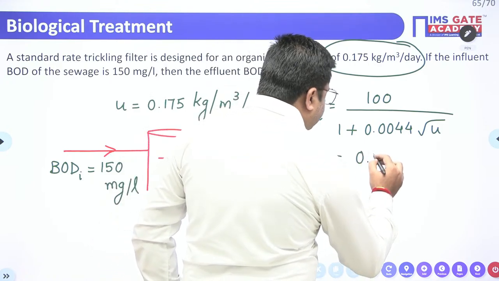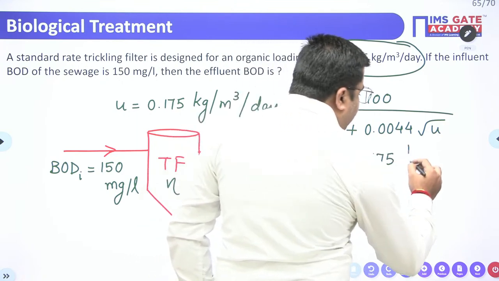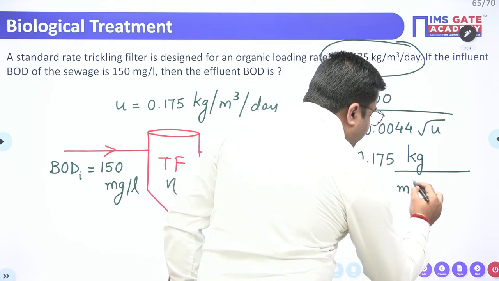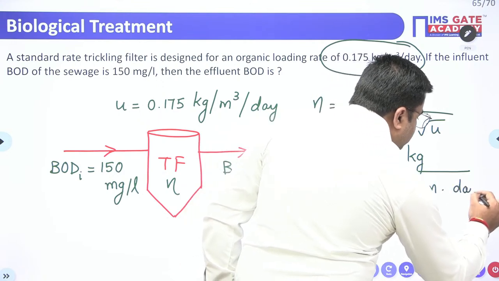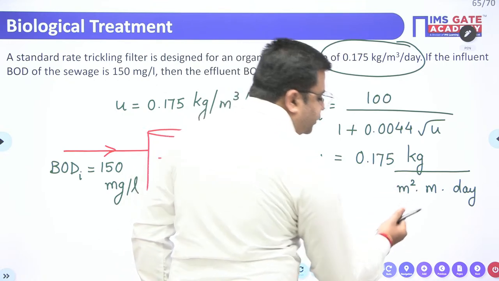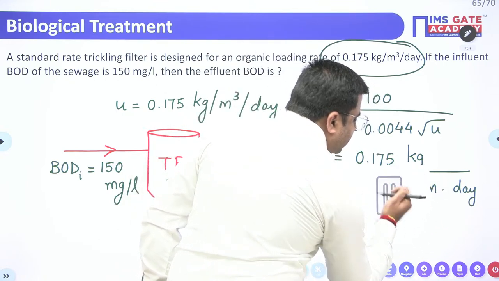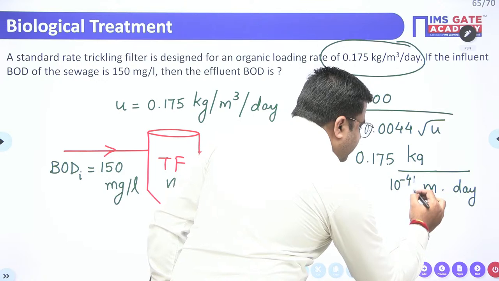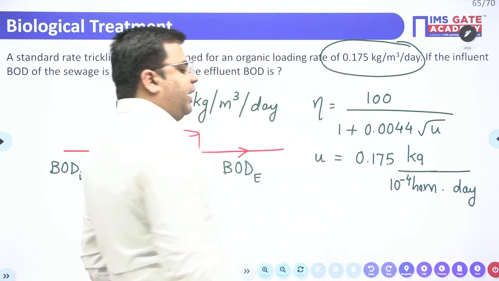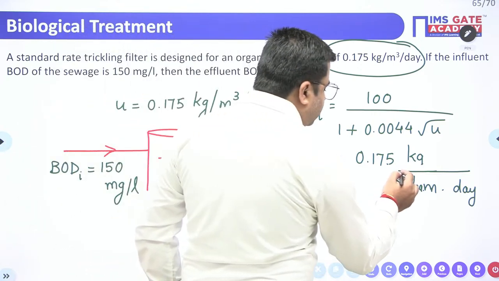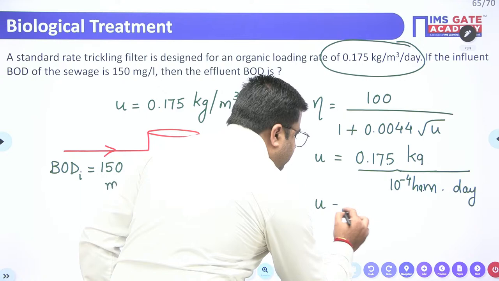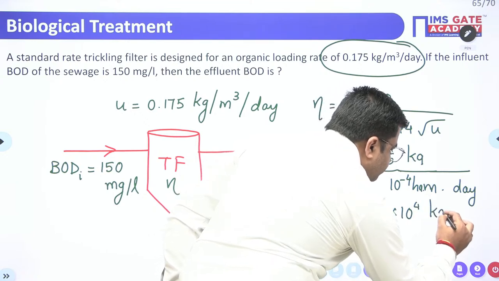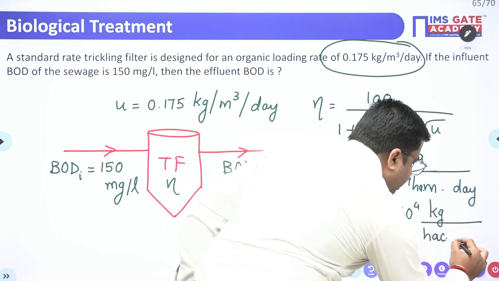So this is 0.175 kg. I write meter cube as meter square into meter into day, right? This meter square can be written as 10 raised to power minus 4 hectare, so hectare meter, right? So this will be my expression for organic loading rate. This is 0.175 into 10 raised to power 4, so this is 1750 kg per hectare meter per day.